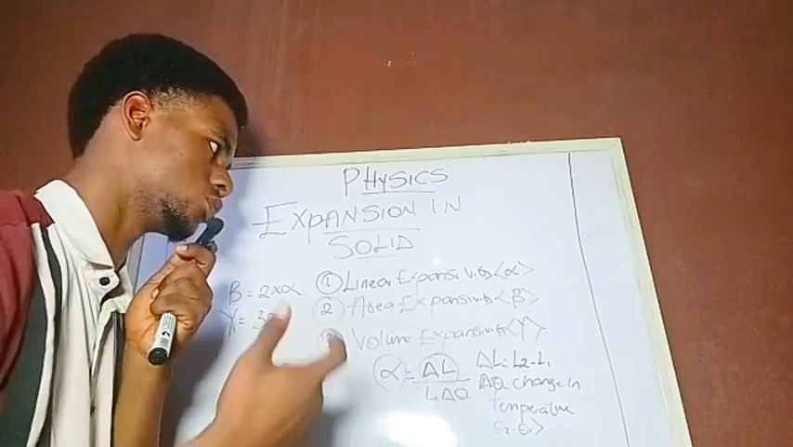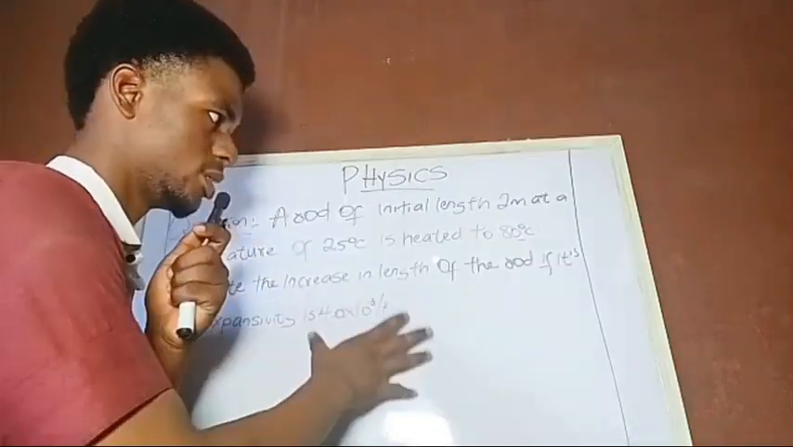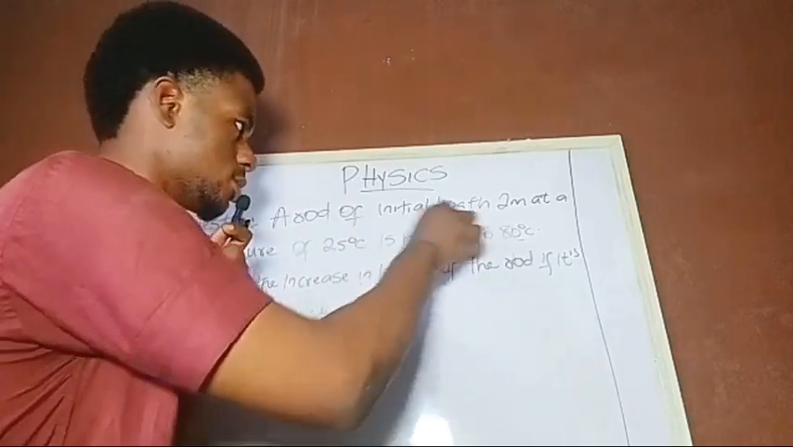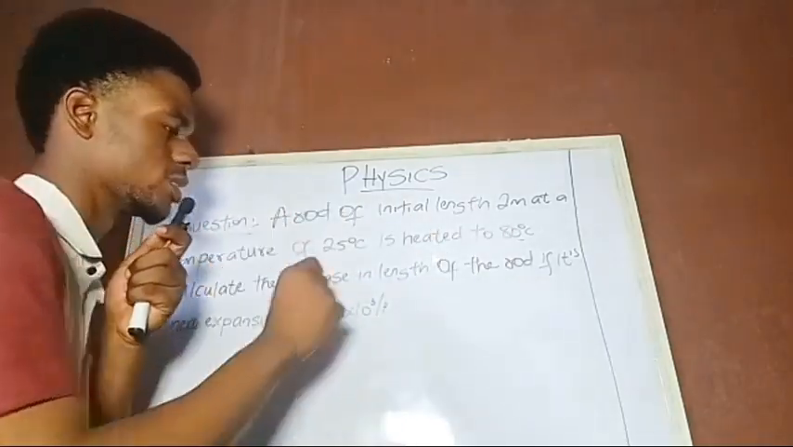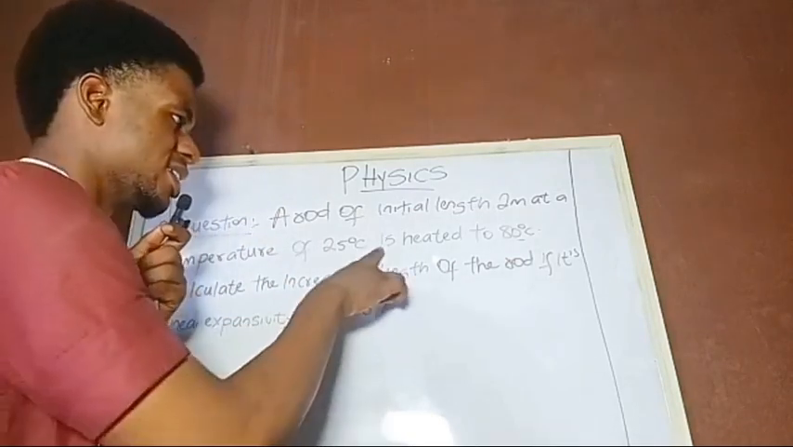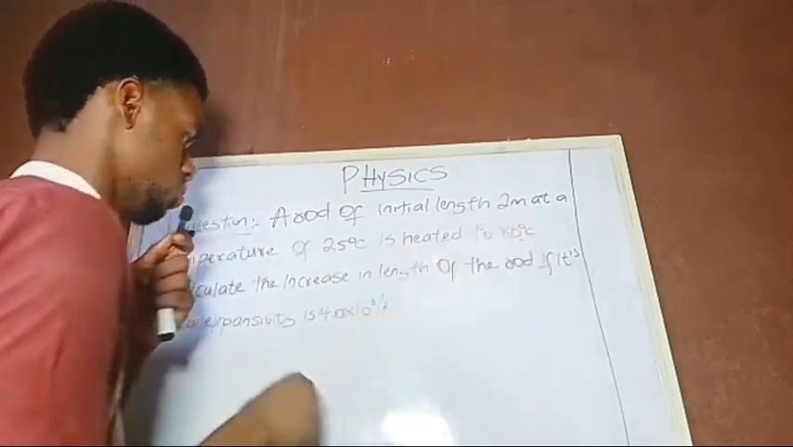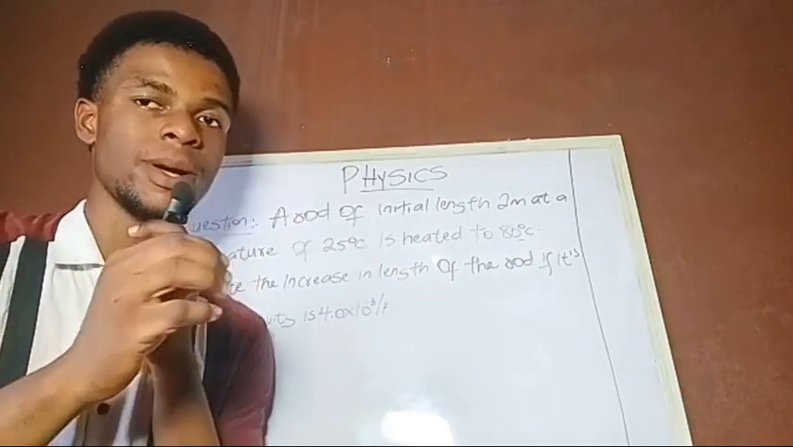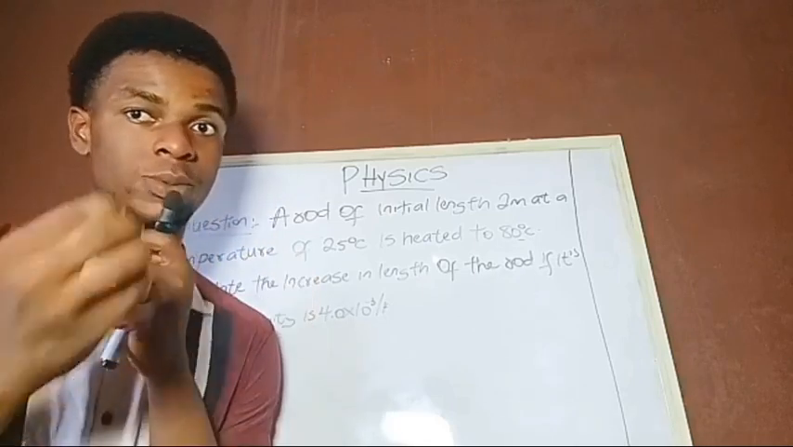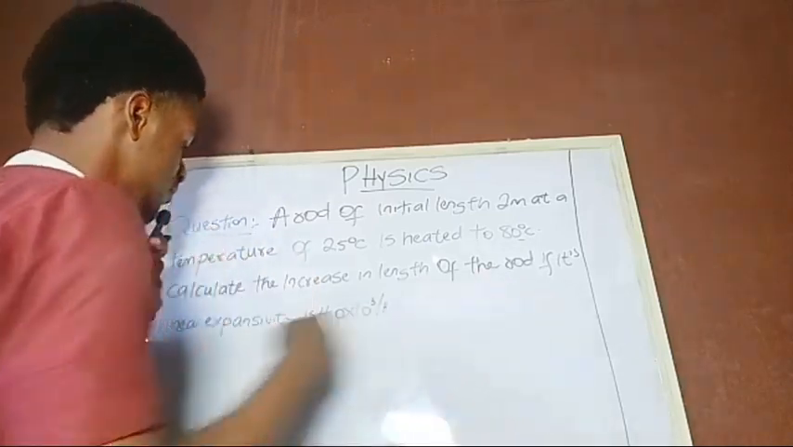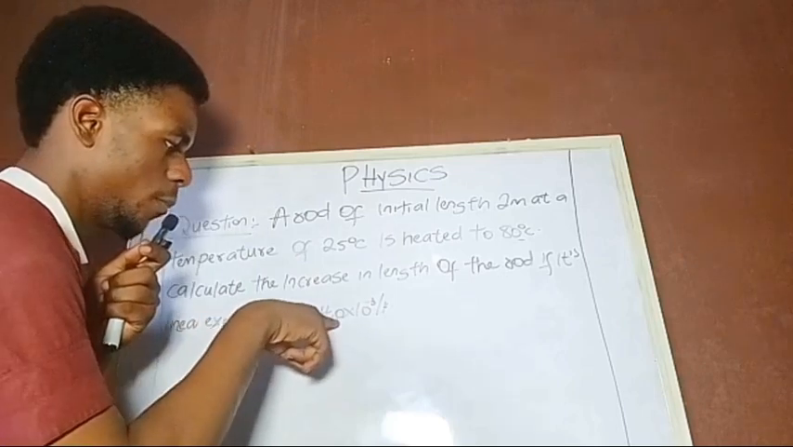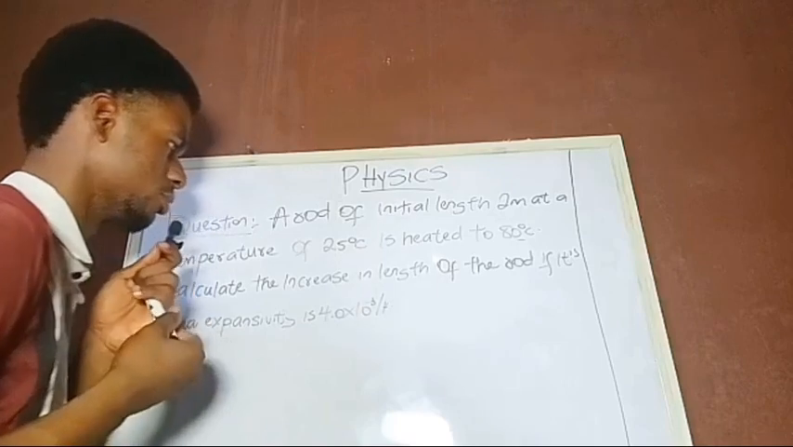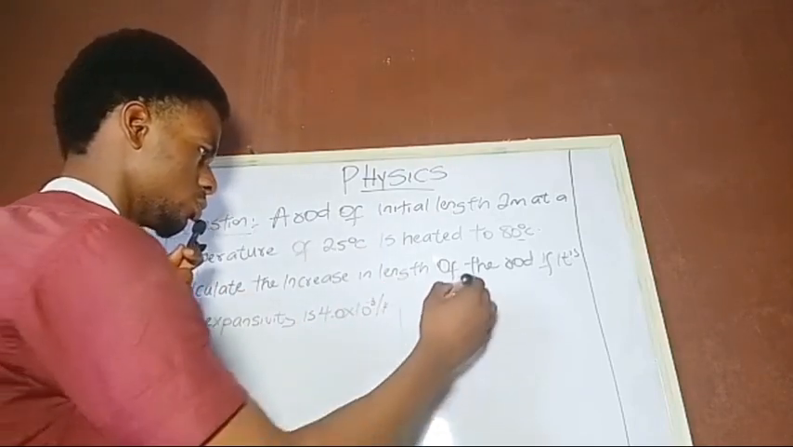Now we can see a question under linear expansivity. This is the question. A rod of initial length 2 meters at a temperature of 25 degrees Celsius is heated to 80 degrees Celsius. Calculate the increase in length. When they say increase in length, they're talking about the change in length, which is that delta L, of the rod if its linear expansivity is 4.0 times 10 raised to the power of minus 3 per Kelvin.